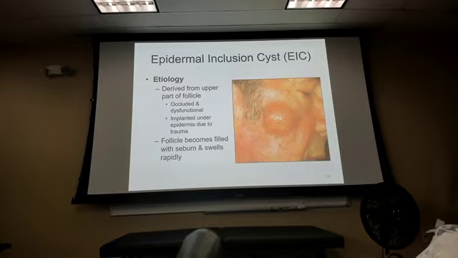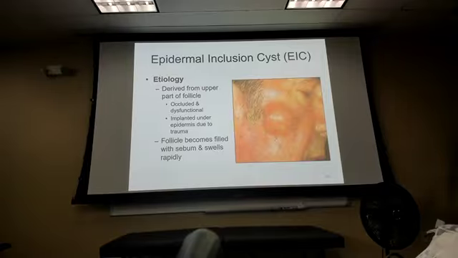Implanted under the epidermis due to trauma. So something has upset that epidermal area, and so this EIC has been there. The follicle becomes filled with keratin and swells rapidly, right? So we're going to make an incision on this so that we can get all of that gunk out. But what do we have to do after that? We have to take it all out.